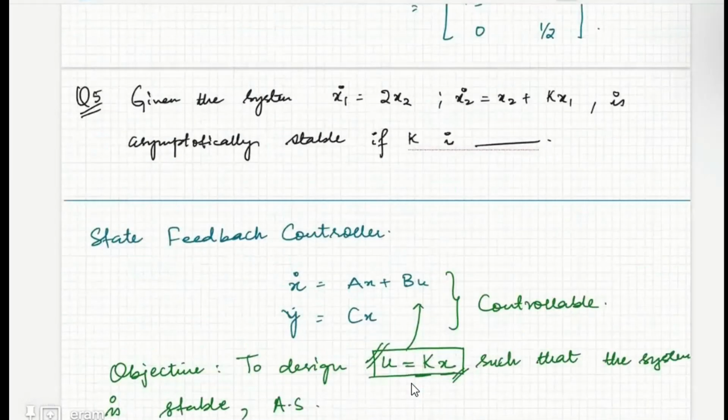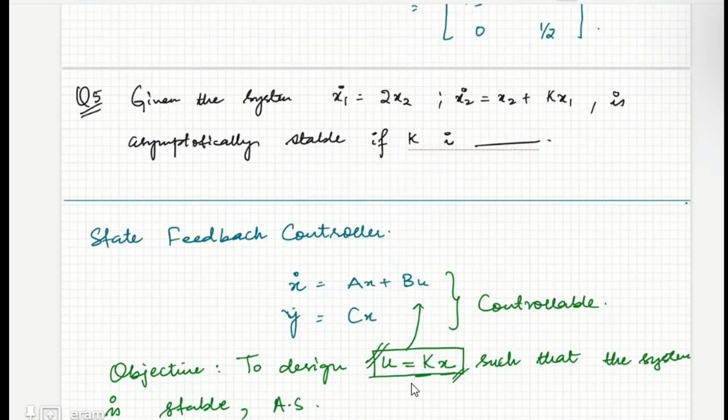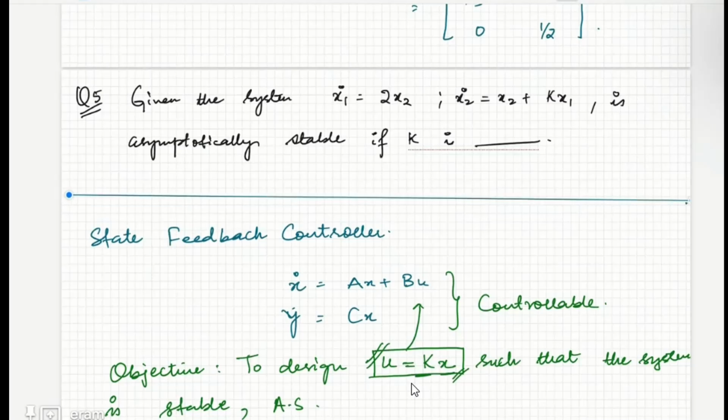Okay, so now with this, let's solve this question. It is given that we have to find the condition on k such that this closed loop system, or this system, because there is no control, we have to just talk about the system.